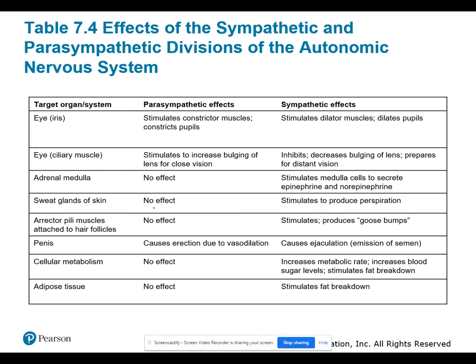So here are other different effects that you can look at. Notice that the parasympathetic, there's no effects on things like sweat glands because you don't normally have to sweat and you don't want to cause sweat or get rid of heat whenever you're resting.